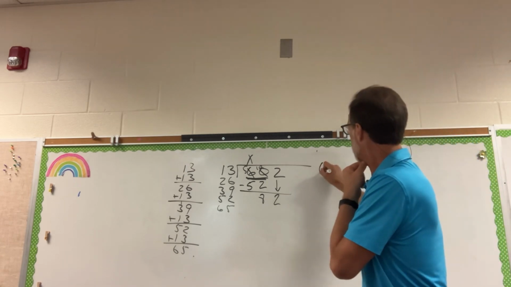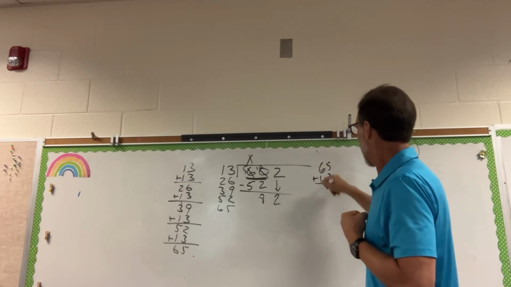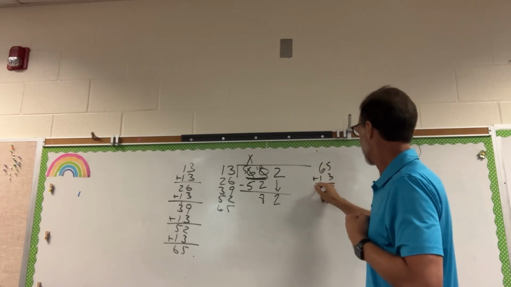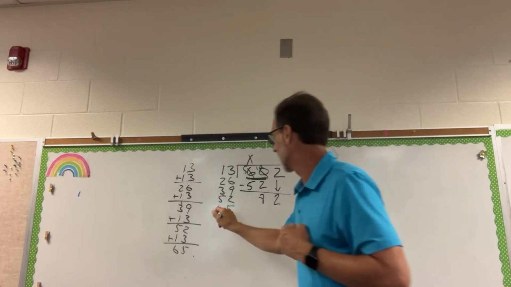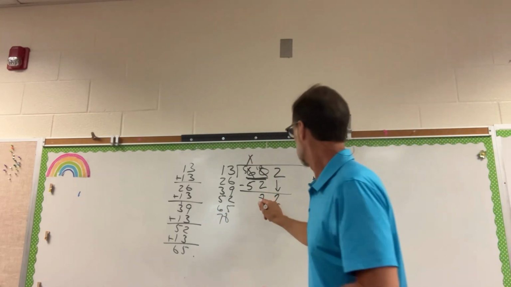So let's do 65 plus, remember we're adding 13 each time. 5 and 3 is 8. 6 and 1 is 7. I get 78 as my next multiple. Is 78 close to 82? It is, right? So let's put a 78.